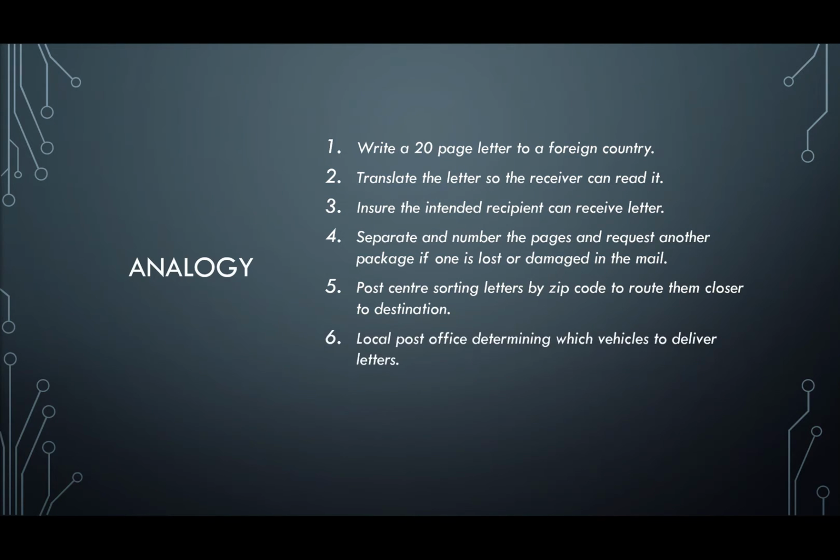The sixth step is the local post office determining which vehicles to deliver with. For example, now we have different buckets with respect to the postcode. Now that person has to decide by what mode of transport that postcode can be reached. Is it a plane, or a car, or a rail, or autos? How is that going to happen? With these 7 layers, these 7 steps, we are going to map one to one what the OSI model is.